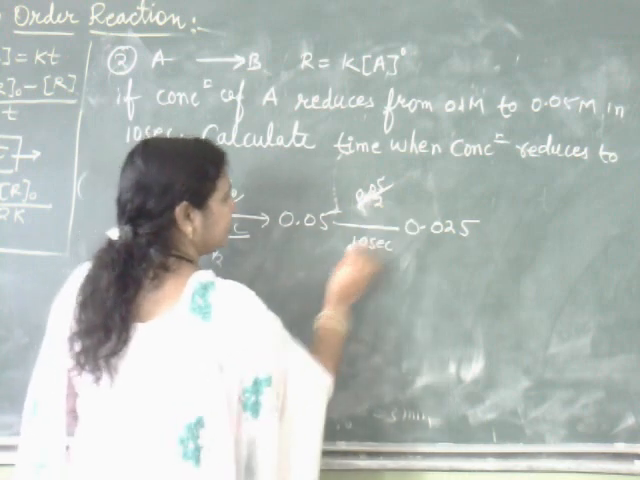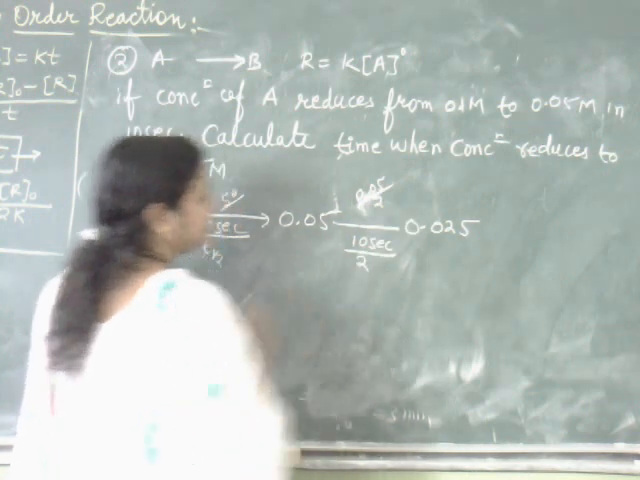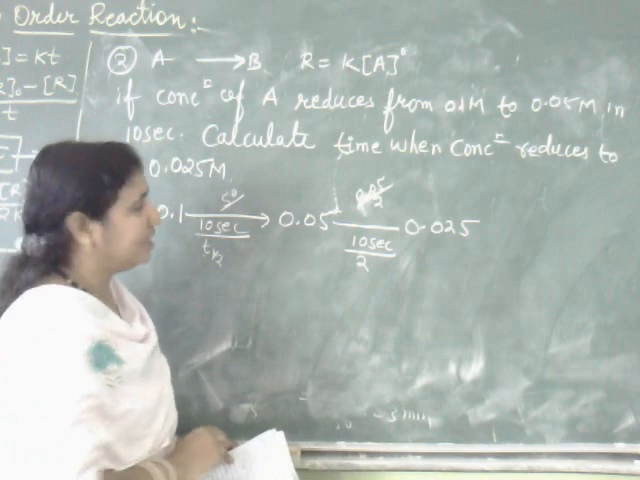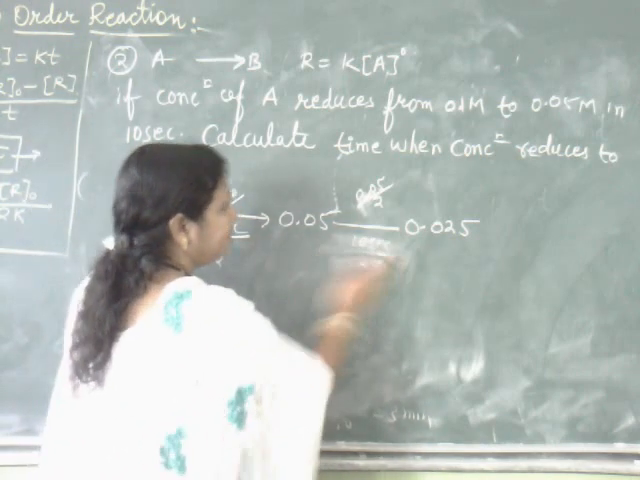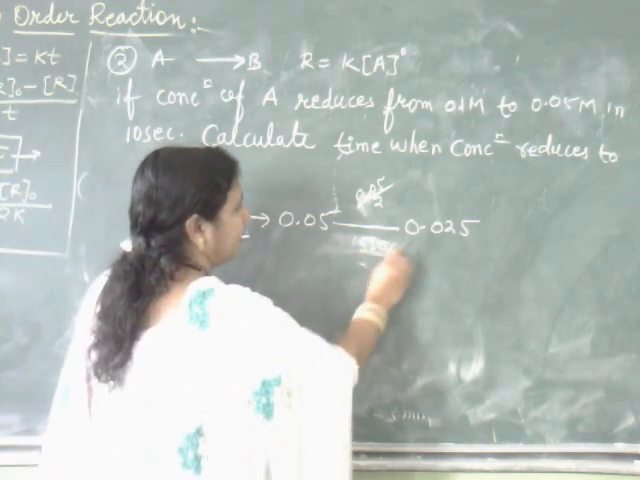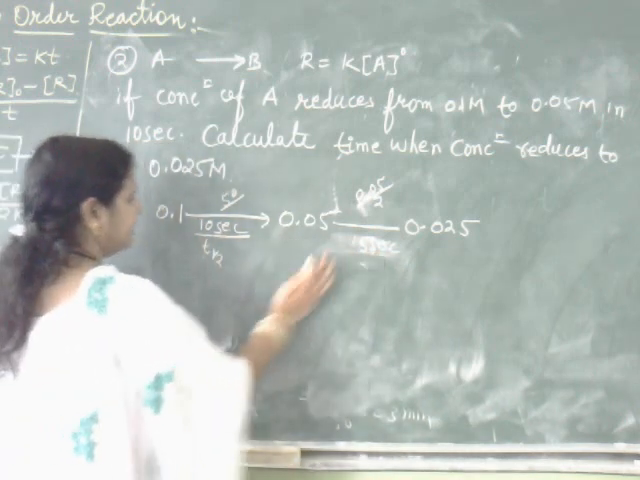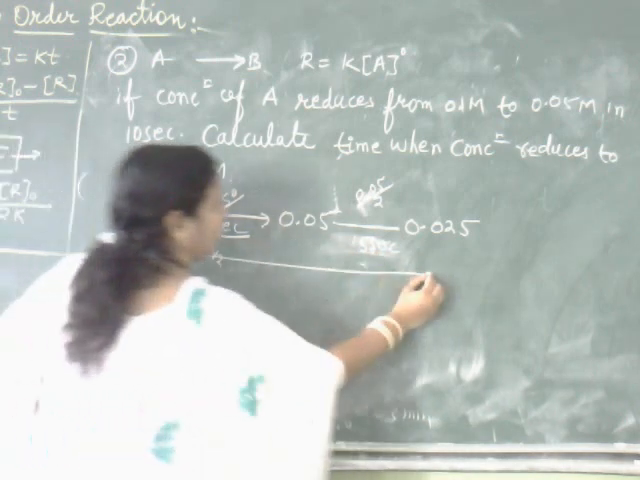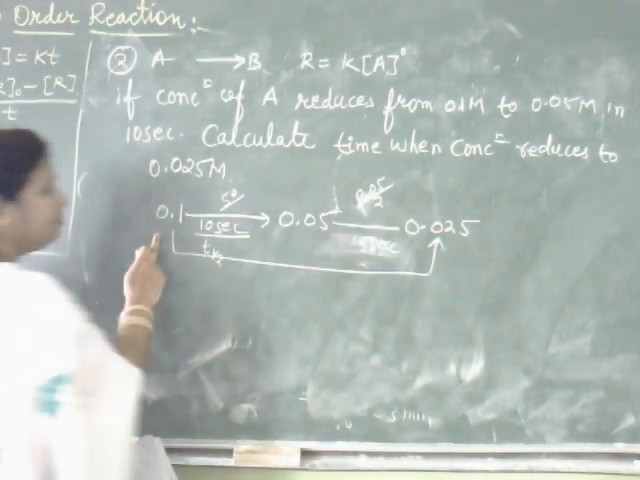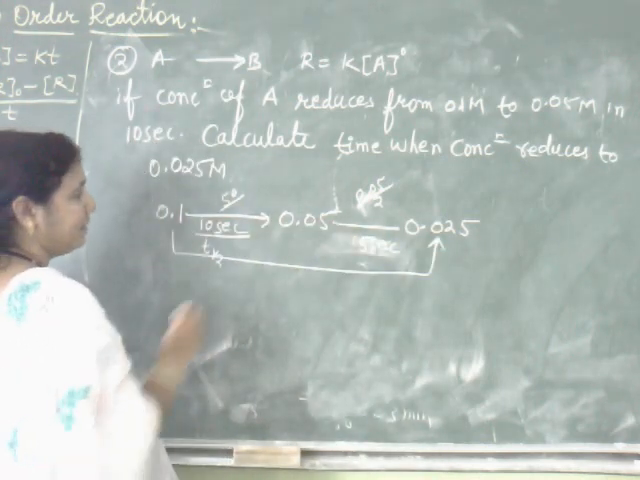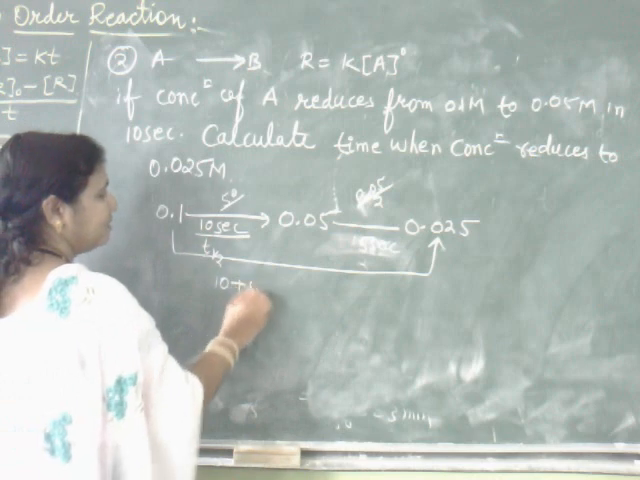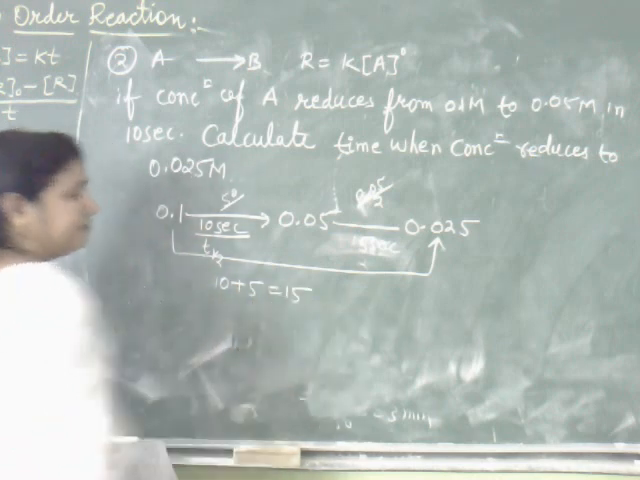So here, 10 seconds, we can also divide by 2. How much will it be? 5 seconds. So this is 10 seconds and 5 seconds. In total, they are asking how much time it will take to reduce from 0.1 to 0.025. So it will be 10 plus 5 is equal to 15.